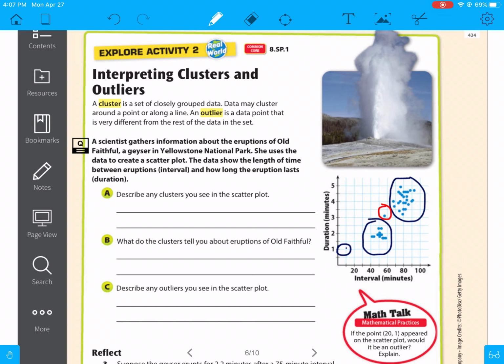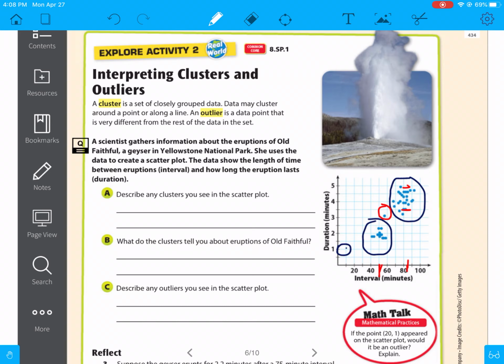So it says, a scientist gathers information about the eruptions of Old Faithful, a geyser in Yellowstone National Park. She uses the data to create a scatter plot. The data shows the length of time between eruptions and how long the eruption lasts. So describe any clusters. It looks like at about 50 minutes, it lasts about 2 minutes. The next cluster is about 80 minutes, and lasts anywhere from like 3.5 to 5 minutes. So that would be a cluster.